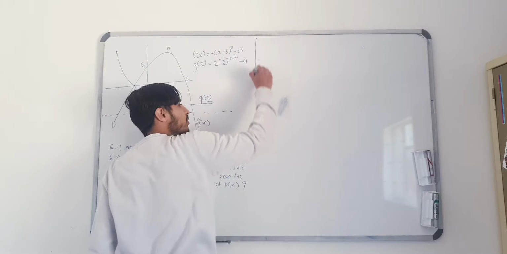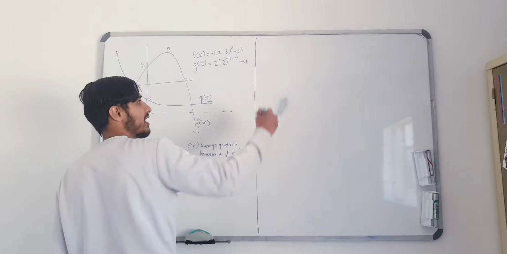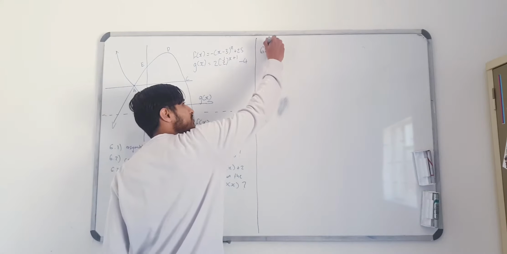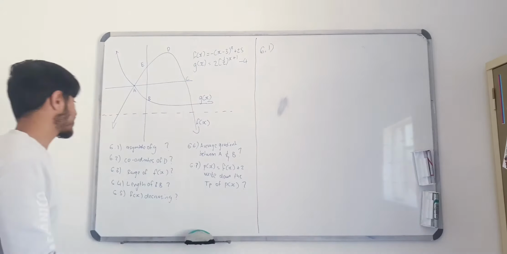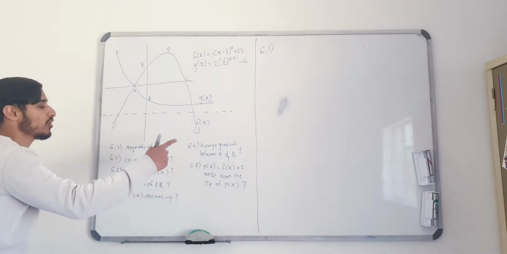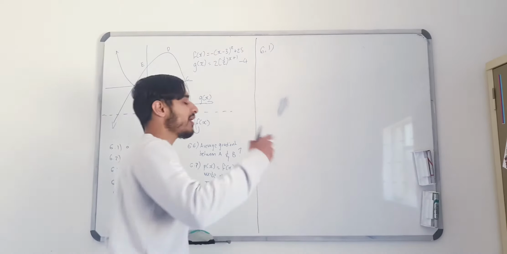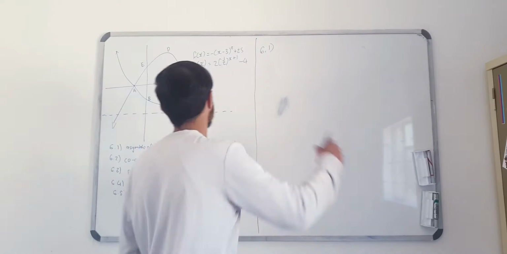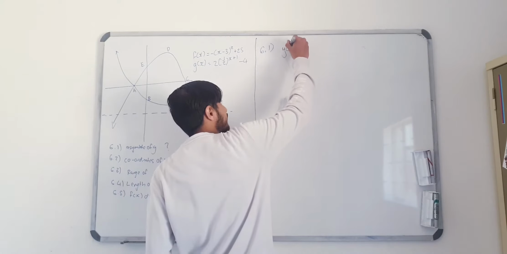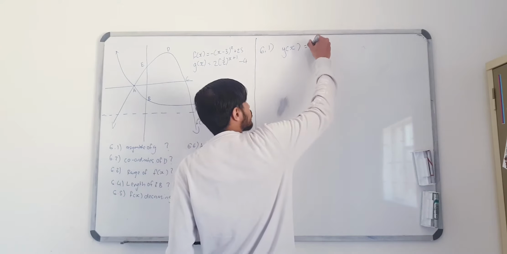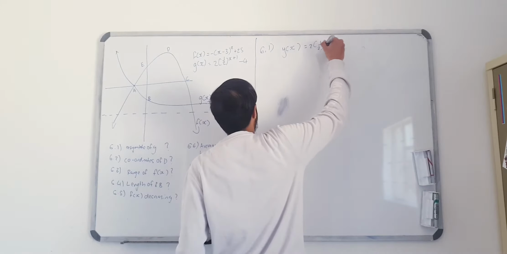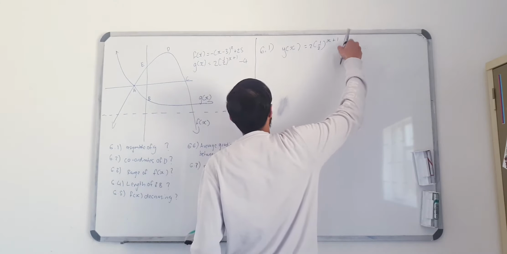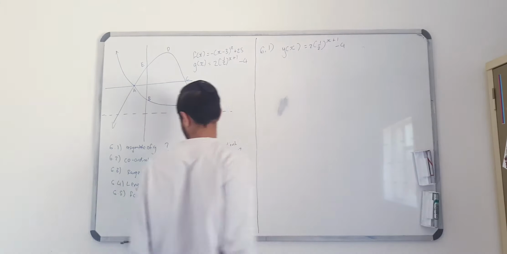Now I'm going to do all my answers on the side of the board so you guys can see. Now 6.1. What does 6.1 say? It says the asymptote of g. So if I'm looking at this specific question, we need to write down g of x. g of x is equal to 2 into 1 half to the power x plus 1, minus 4.